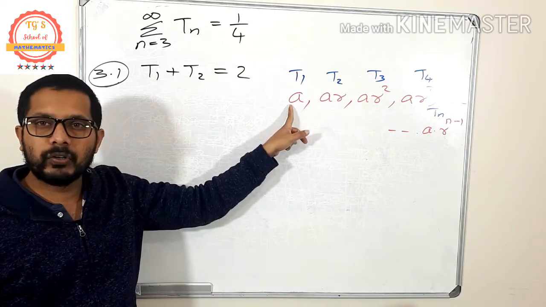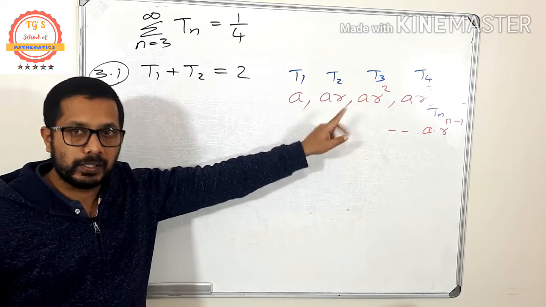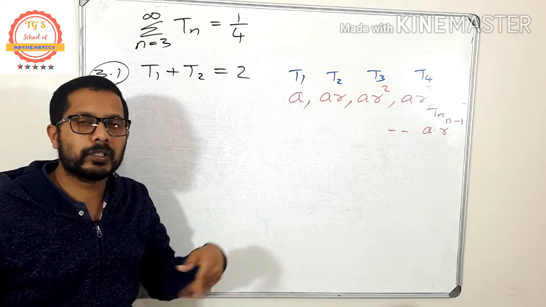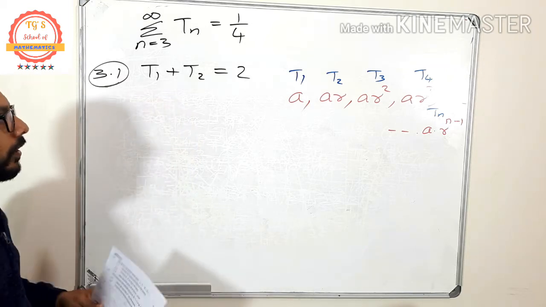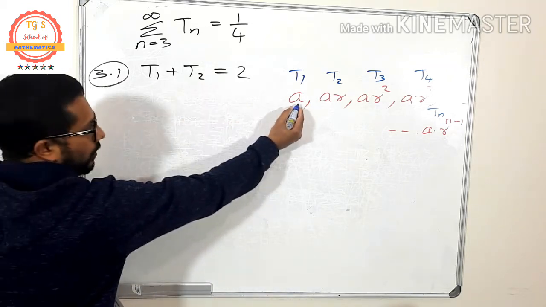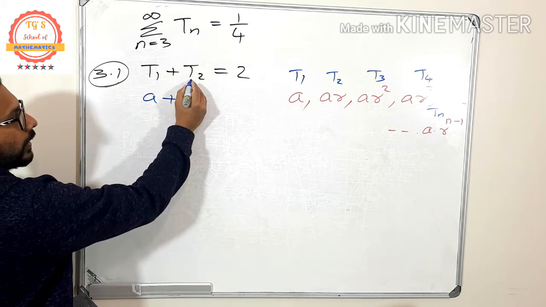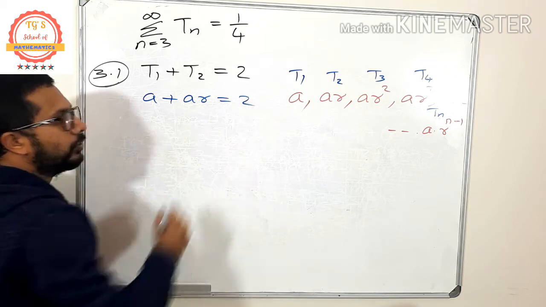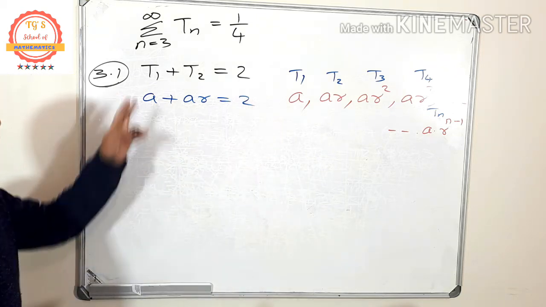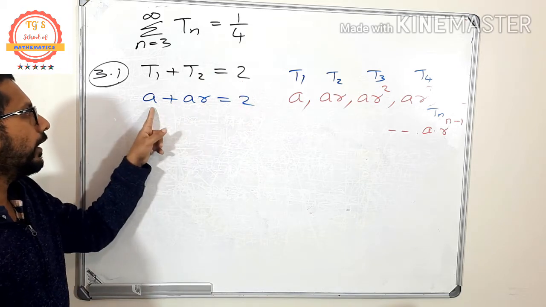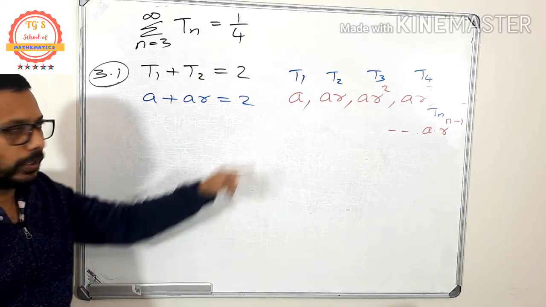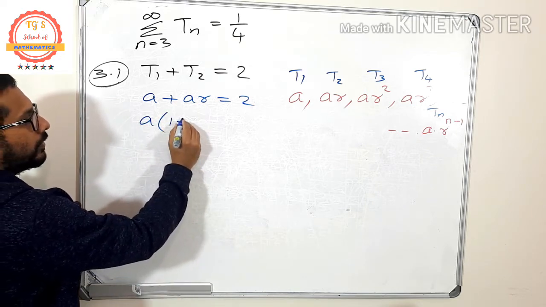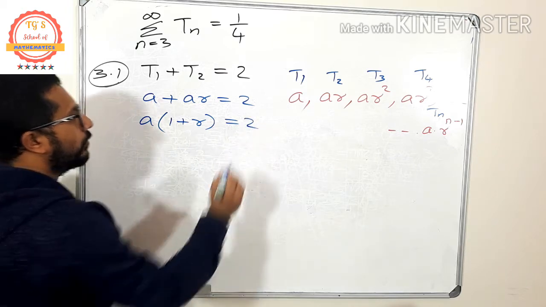So first term plus second term. What is our first term? A. This is only in the case of a geometric sequence. An arithmetic sequence is something different that I will explain when we do that type of question. So first term A plus second term AR is equal to 2. That means t1 plus t2 equals 2 means A plus AR equals 2. If I take A as a common factor, what is remaining? 1 plus r, so A times (1 plus r) is equal to 2.